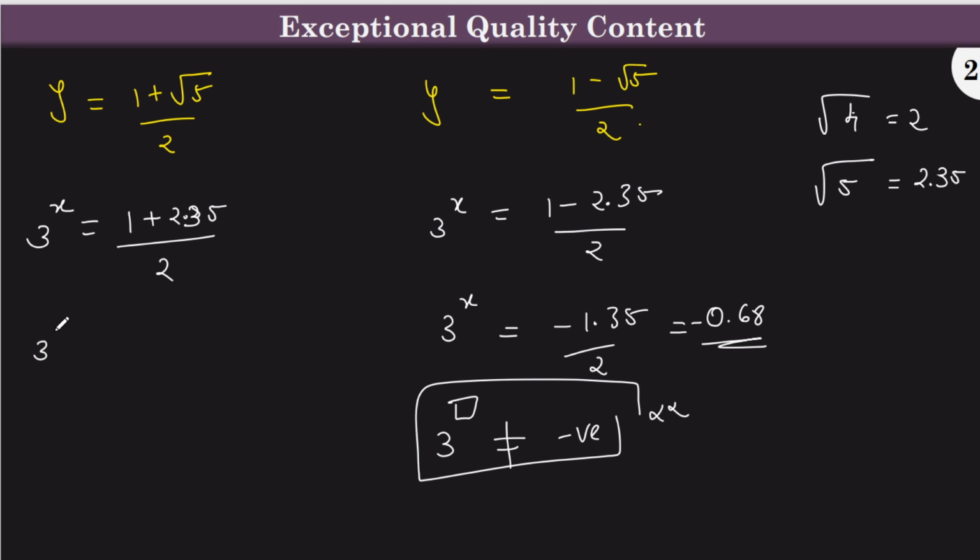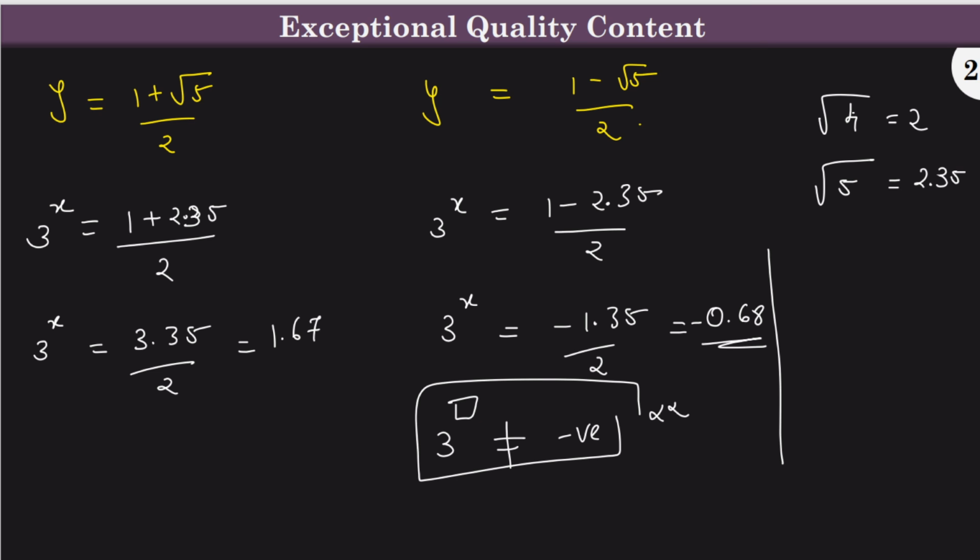The only solution that we can get from here is this one. So 1 plus 2.35, that is 3.35 by 2. And 3.35 by 2 is nothing but how much? Tell me. That is approximately 1.67 or 1.68 we can say.